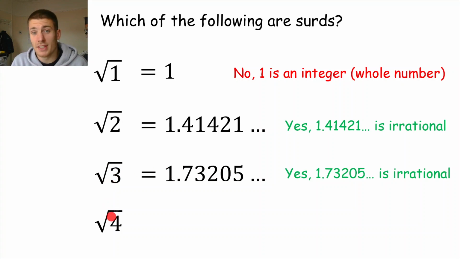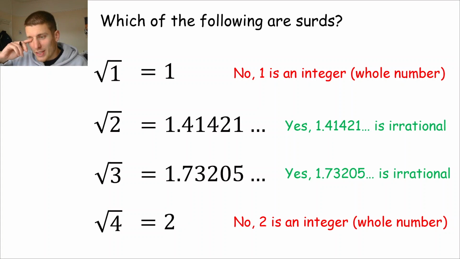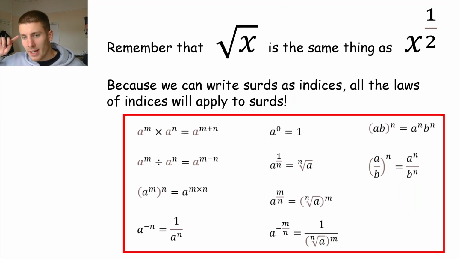So root 4, because it's a square number, is not a surd, because the square root of 4 is equal to 2. And because 2 is a whole number, you can simplify root 4 to give you 2. Root 4 is not a surd. So you can think about a surd as being something that you can't simplify down. Root 1 and root 4 are not surds because they are square numbers. You can simplify them down. Good, so that's the very fundamentals of what a surd is.